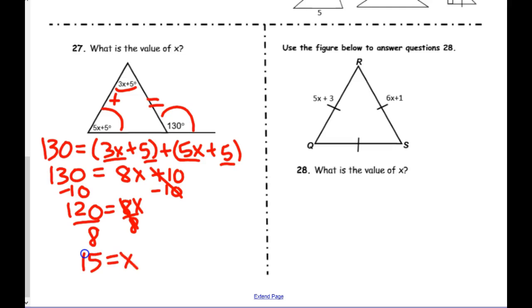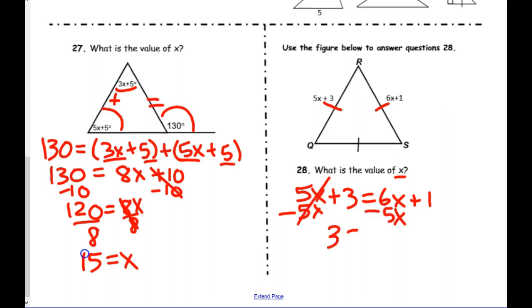Alright. Use the figure below to answer question 28. Okay. To find x, if I know this and this, they're congruent, then I'm going to set those measurements equal. These expressions have to be equal. Okay. So if I have x on both sides, I get rid of the smaller x. Minus 5x, minus 5x. 3 equals, 6 minus 5 is 1x, plus 1. And then minus 1 means x equals 2. 2 equals x. Alright. On to the next page.